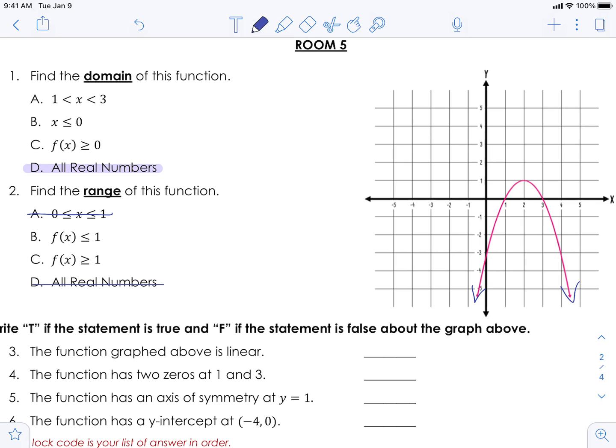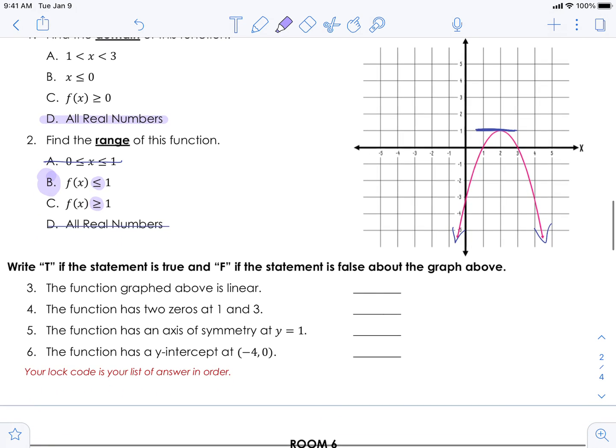So we just need to know, are the values getting less than or equal to? So are they getting less than 1, so they're going down? Or are all the values getting bigger? Well, if we look, 1 is as high as they can go, which means 1 is the biggest value. So we want to choose answer choice B.